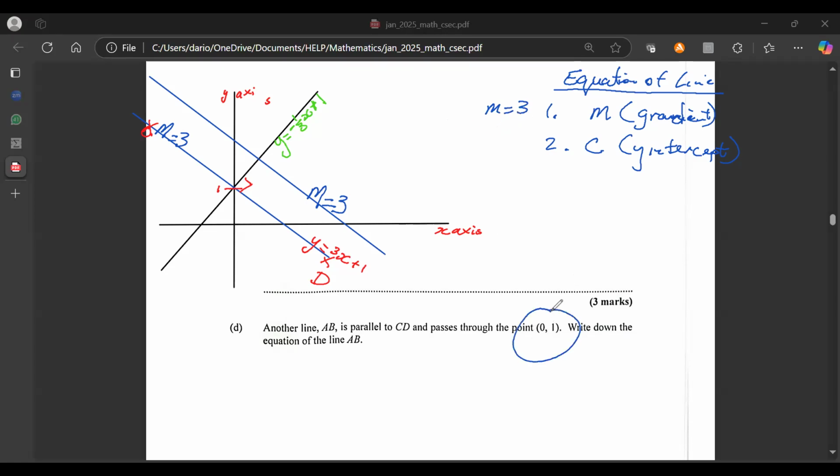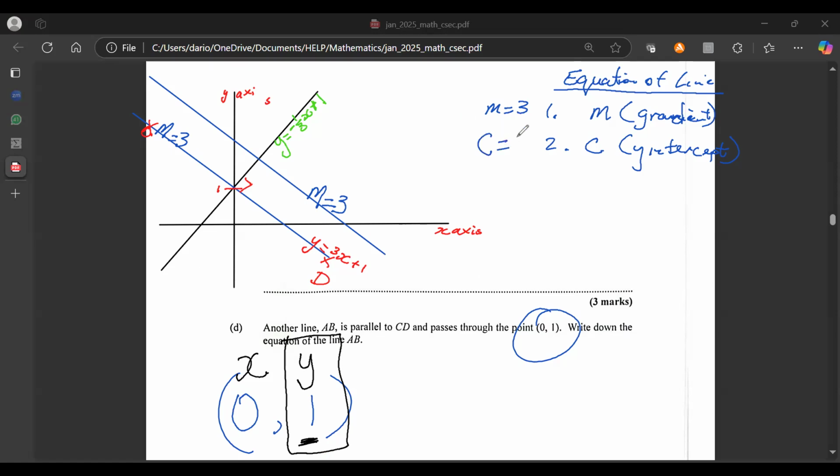Now the coordinate of this point, let me write it below big: 0, 1. So this is 0 on the x, and what is it on the y? 1 on the y. And that 1 on the y represents where the line cuts the y-axis, the y-intercept. So we know our y-intercept C is 1.